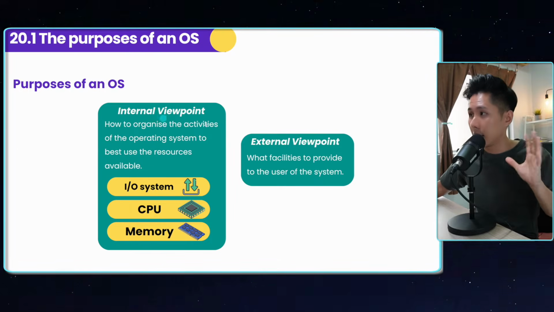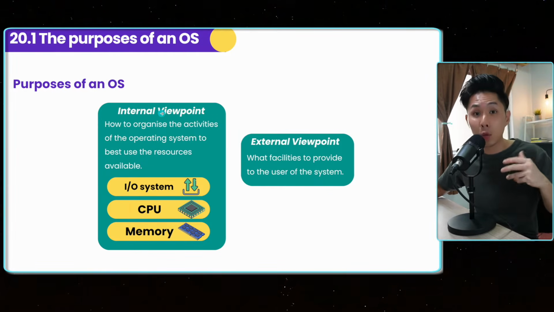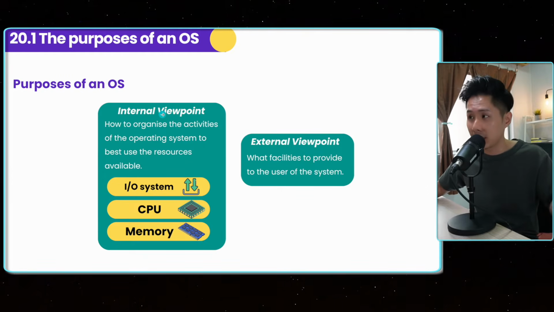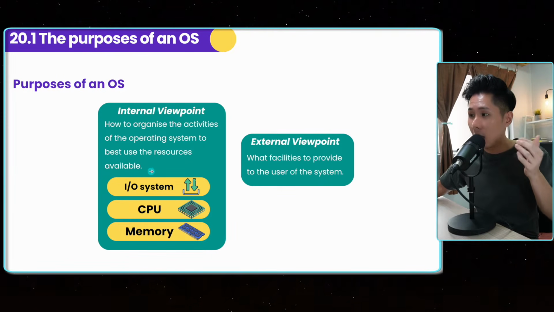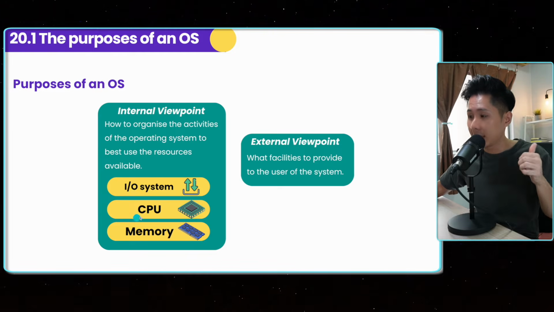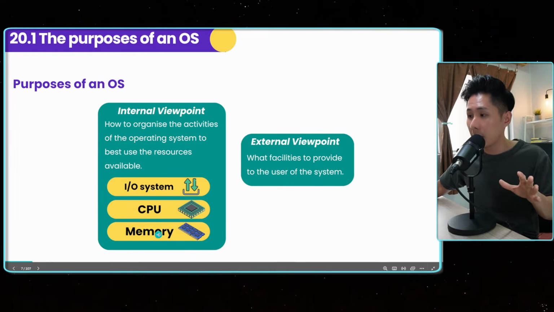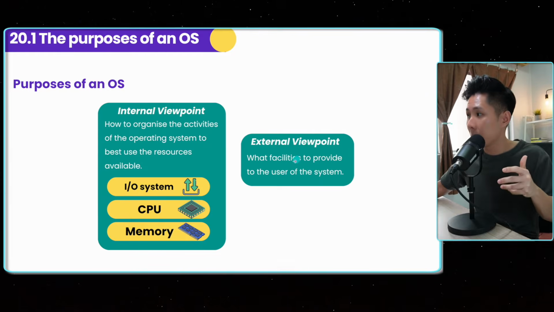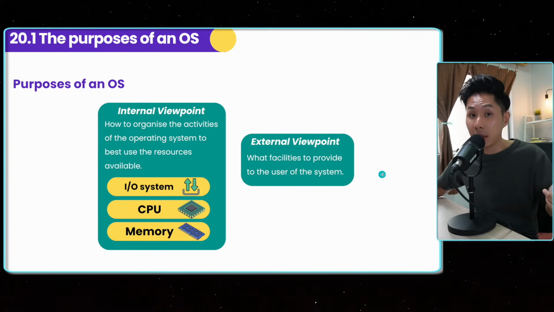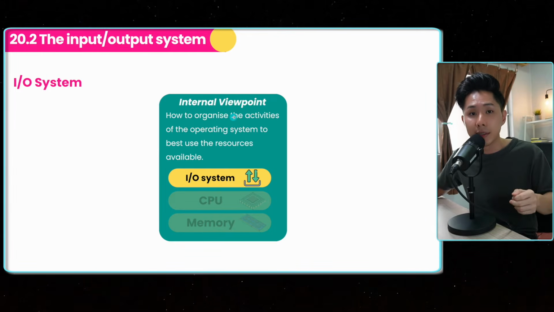So we're going to look into the internal viewpoint and the external viewpoint. And this is something that we don't see, but the OS is consistently doing. In the next subtopic, we're going to talk about how the OS handles I/O and how it manages CPU processes. 20.3, 20.4, we're going to look into memory, and 20.5, we're going to look into what facilities the OS provides to the user.